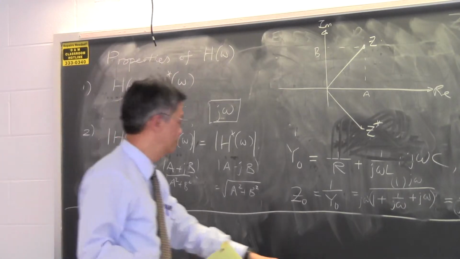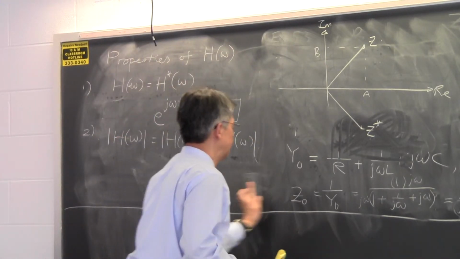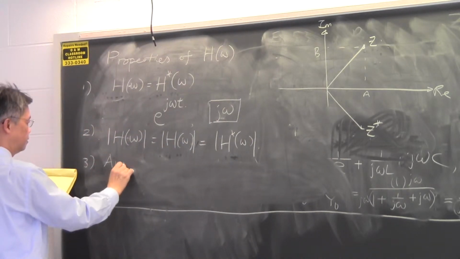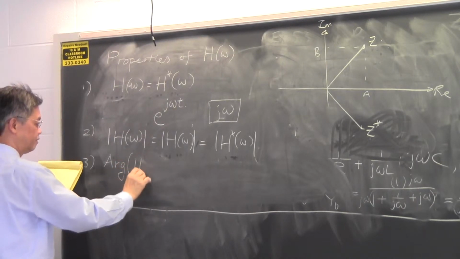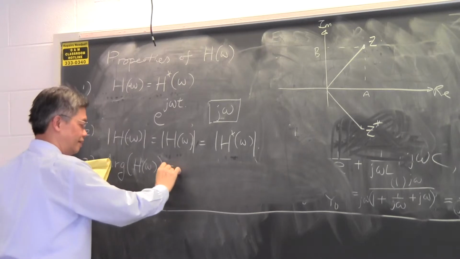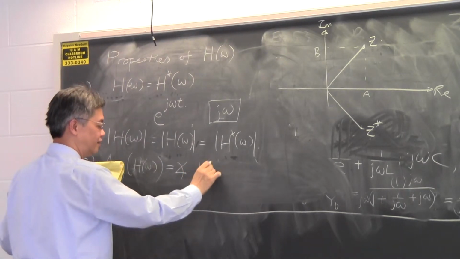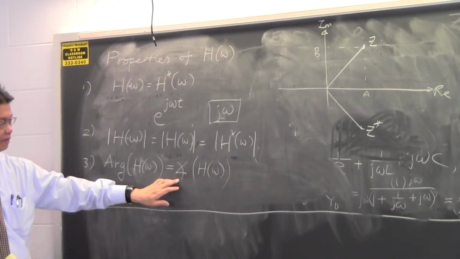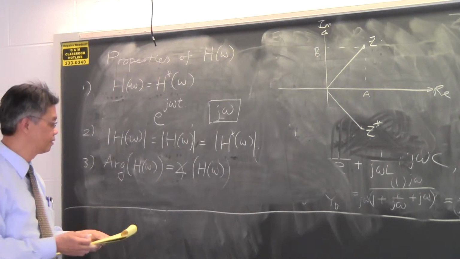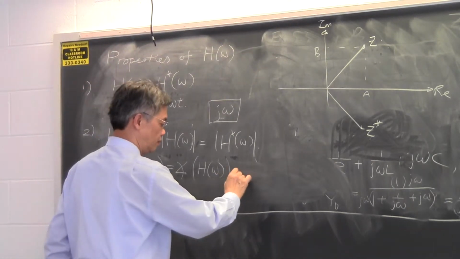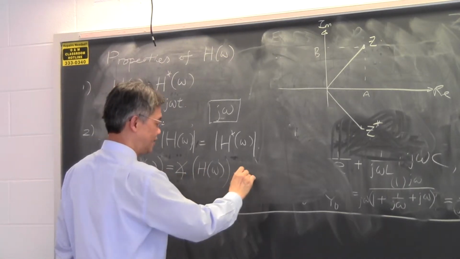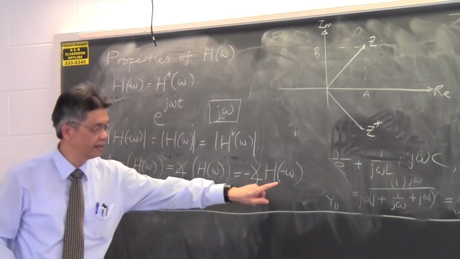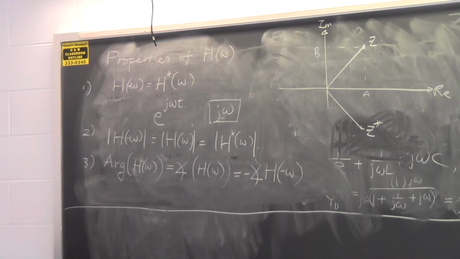Another property that you should know is property number 3, the argument. This term is often used, the argument of the frequency response, and the textbook likes to use this angle. That is not a common symbol. But if you were to change the frequency, it is the negative of the angle of the transfer function, or the frequency response, at the negative frequency.